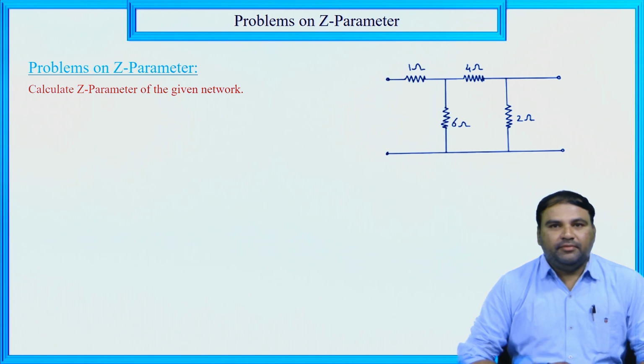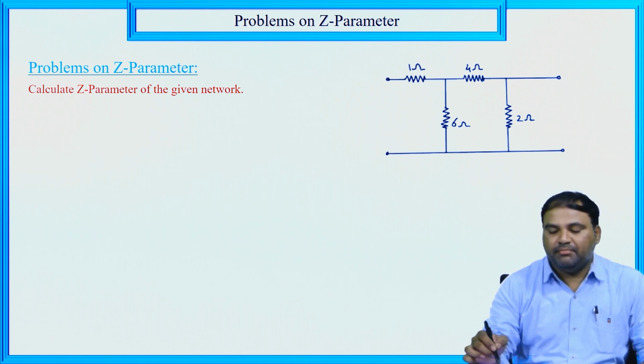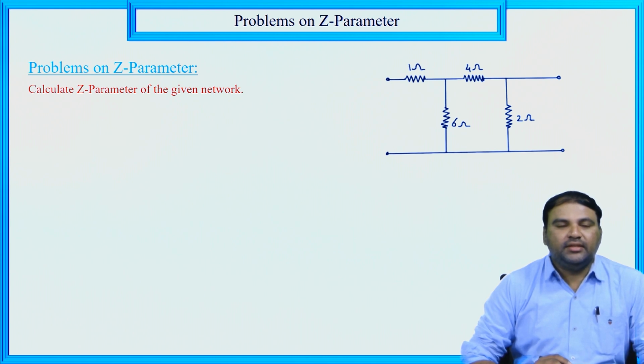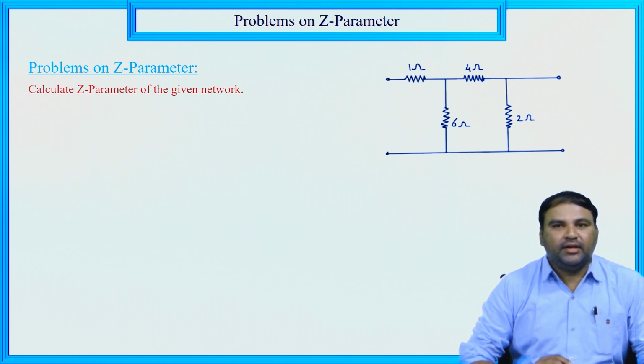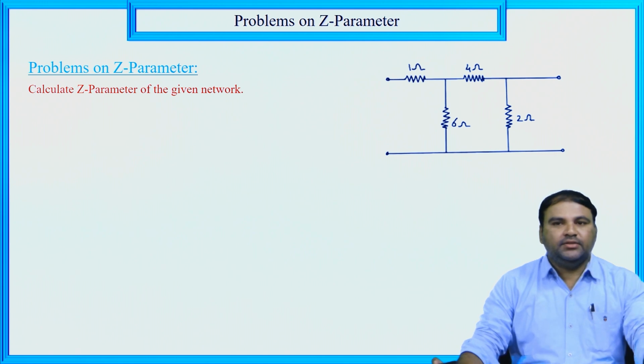Here we have a two-port network. It is a combination of T and pi network. So this is the T network and this is the pi network. In this network we have to calculate the Z parameters. We already know the equations of the Z parameters, that is, input voltage and output voltage.